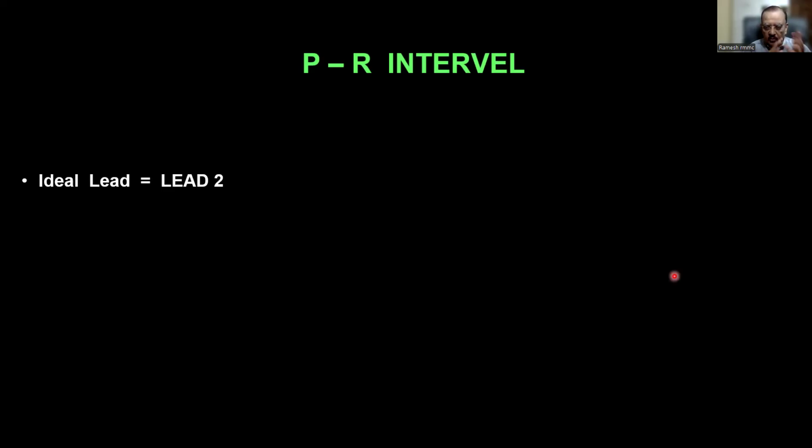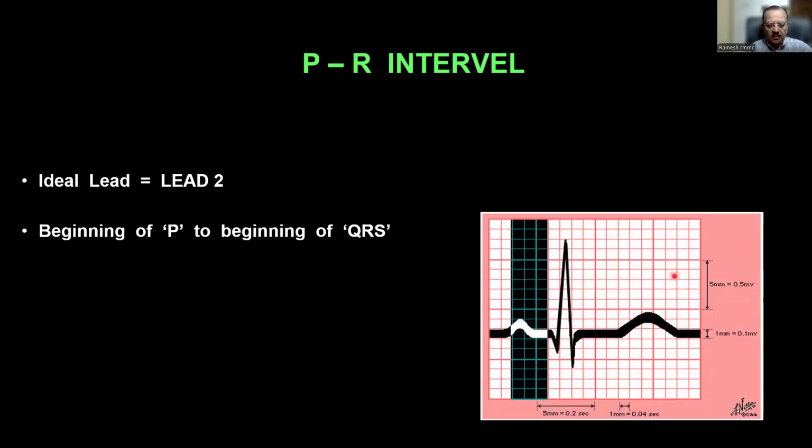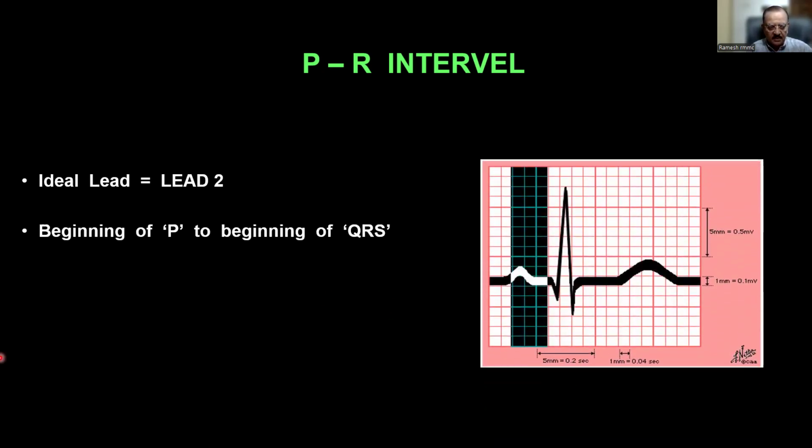Once again, lead 2 only, because that is the lead where you see the P wave nicely, and the PR interval will also be nicely seen only in that lead. So choose lead 2 once again for concentrating on the PR interval. How do you measure the PR interval? You record from the beginning of the P wave to the beginning of the QRS complex, from here to here. This interval is called the PR interval.